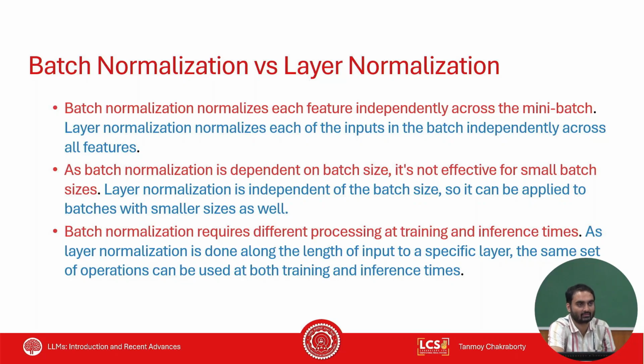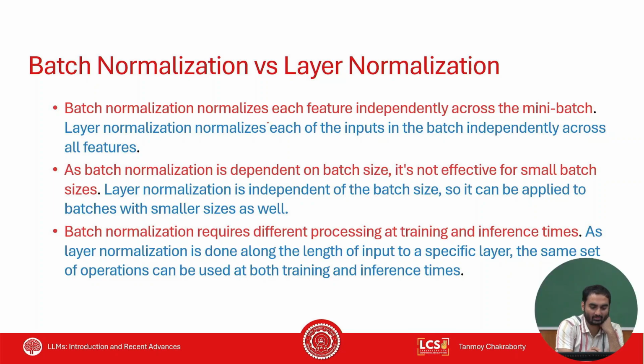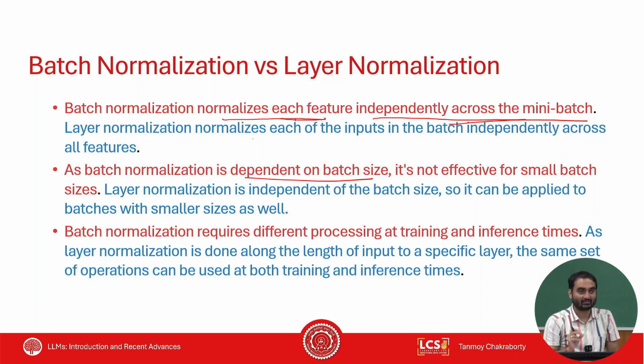Let's look at the difference between batch and layer normalization. Batch normalization normalizes each feature, each entry in the vector, independently across the mini-batch. In layer normalization, we look at one input and all the elements of that input, and we normalize over them. So batch normalization is dependent on the batch size, while layer normalization is independent. If the batch size is small, it will affect batch normalization, but layer normalization is independent of the size of the batch. Doesn't matter.